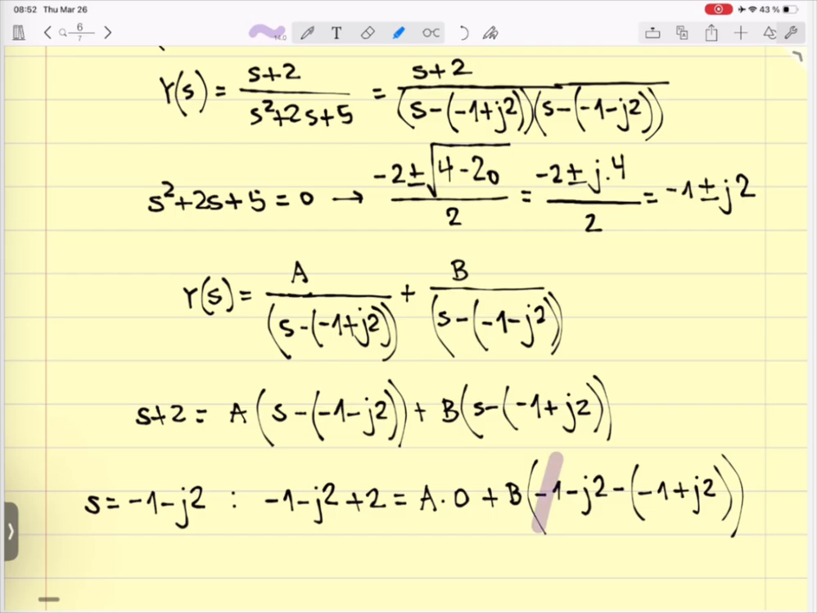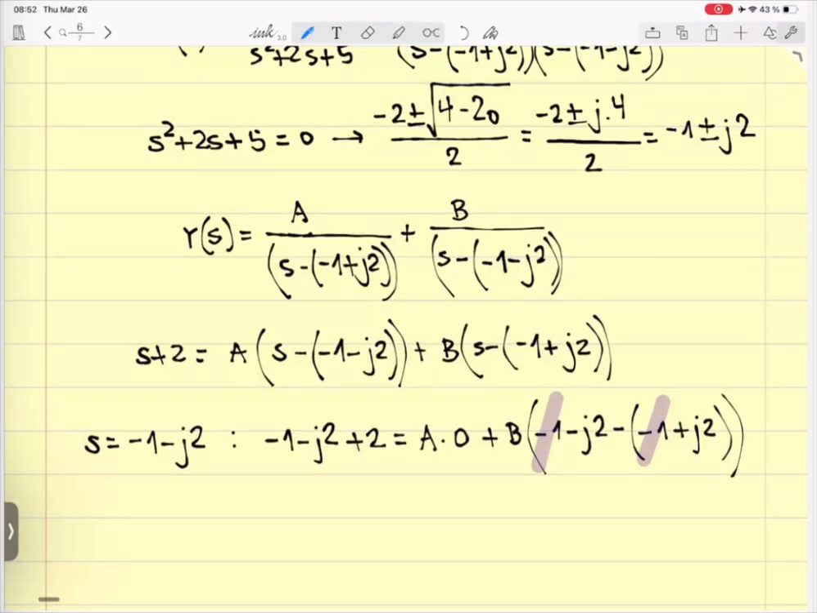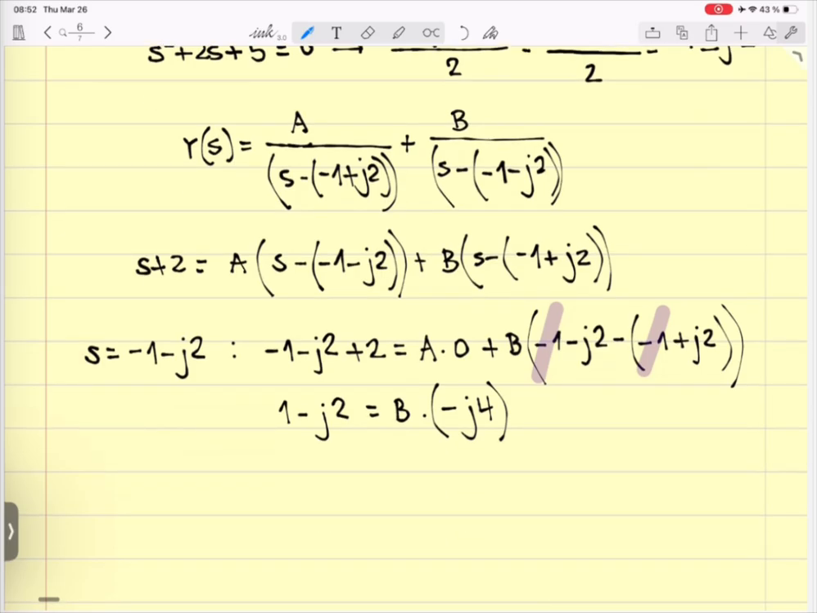Minus 1 goes with this away. So we have (1 minus j) times 2 equal b times (minus j) times 4. Okay, so b is going to be (1 minus j) times 2 divided by (minus j) times 4.